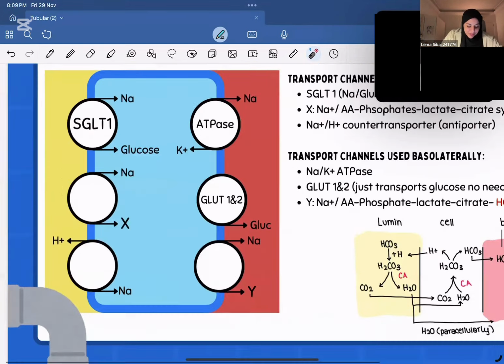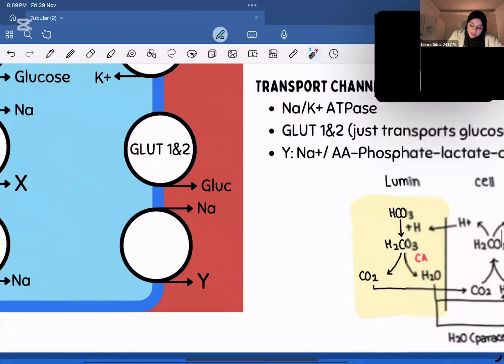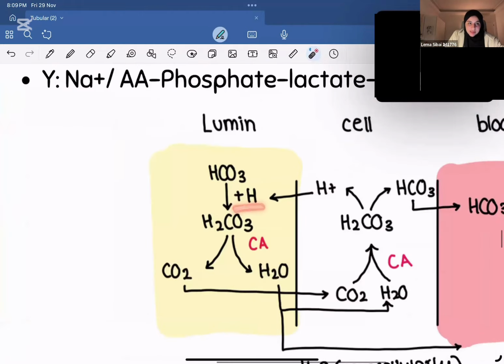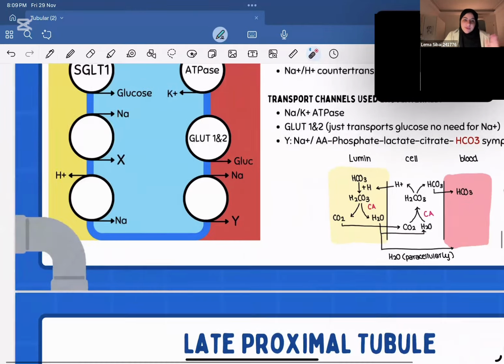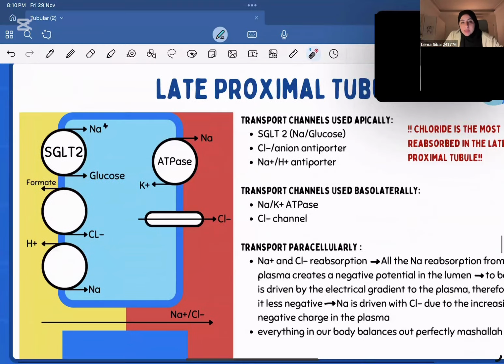Sorry, something that I forgot to explain here is that the reason why you have this whole pump is to provide the bicarbonate with this hydrogen so it can combine, if that makes sense. I thought that was pretty cool. Okay, so chloride is the main focus of the late proximal tubule.